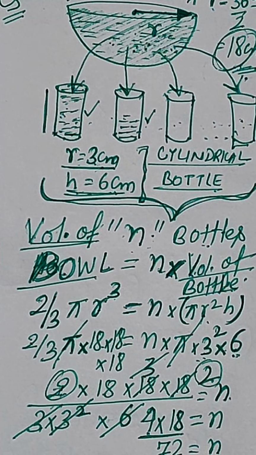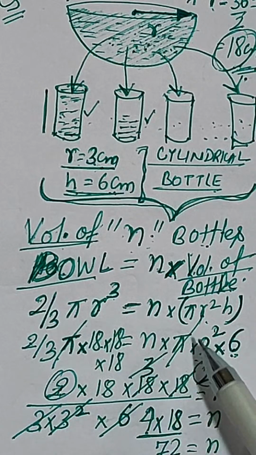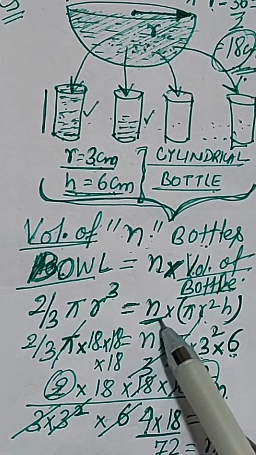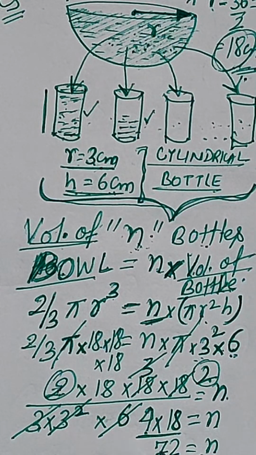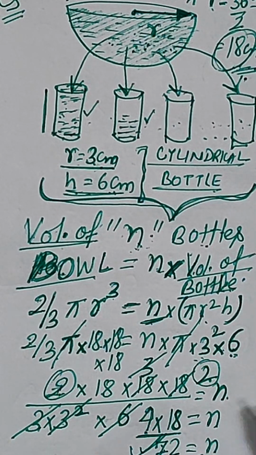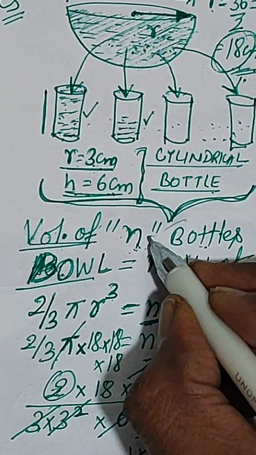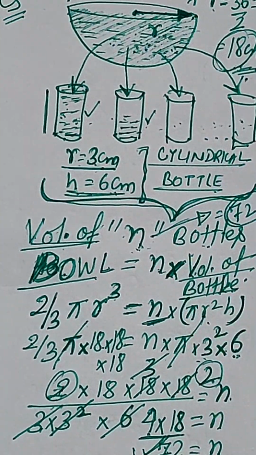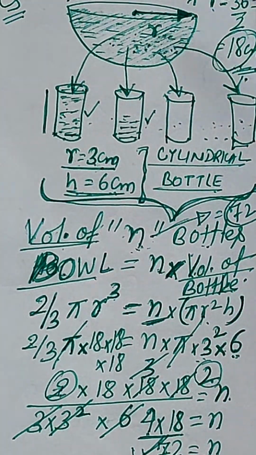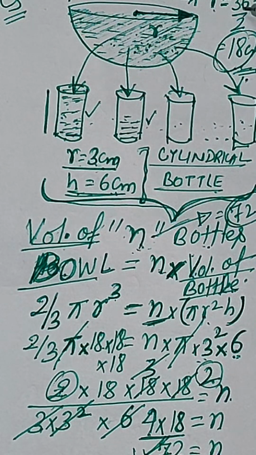The volume of ball divided by the volume of bottle will give you the number of bottles, the n number of bottles, right? And the value of n is calculated over here, that is equal to 72. So the question was that a hemispherical bowl of internal diameter 36 centimeter, right? So we calculated the radius 18.